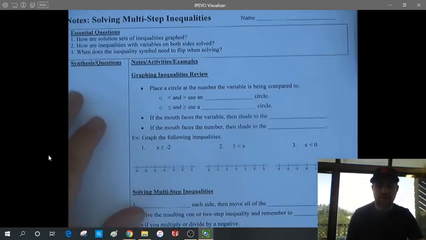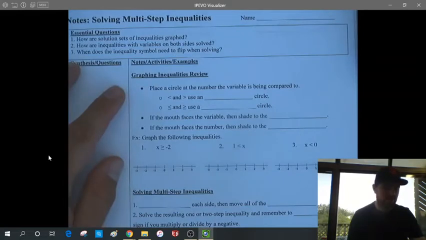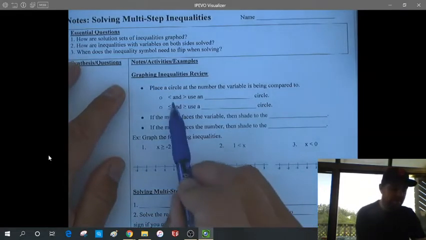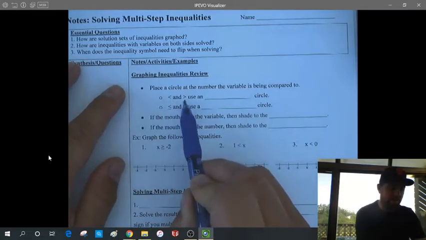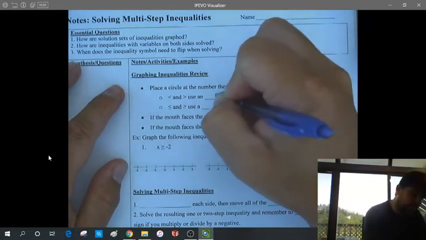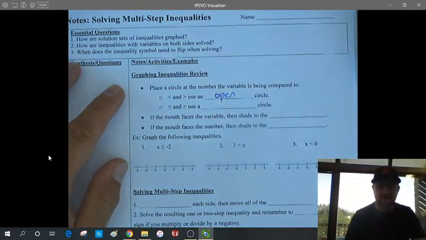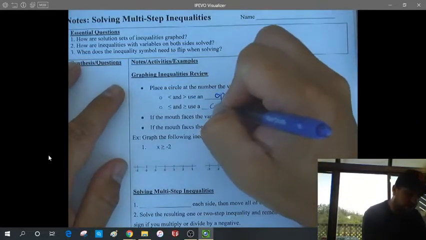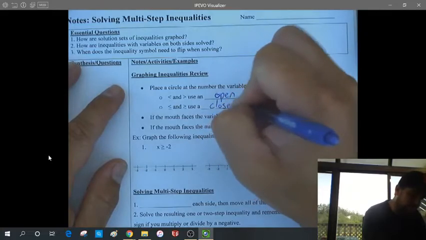So remember, to graph an inequality, we're going to be placing a circle at the number that the variable is being compared to. If it happens to be either a less than or a greater than symbol, we use an open circle for those. And if it's a less than or equal to or a greater than or equal to, it's going to be a closed circle for those ones.